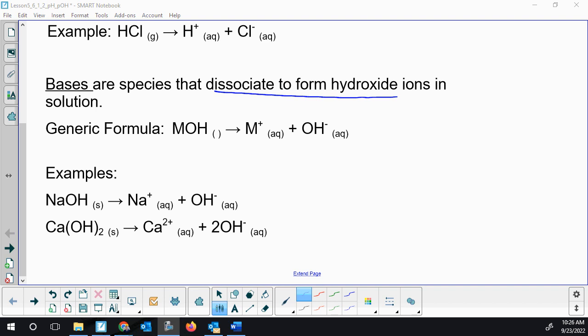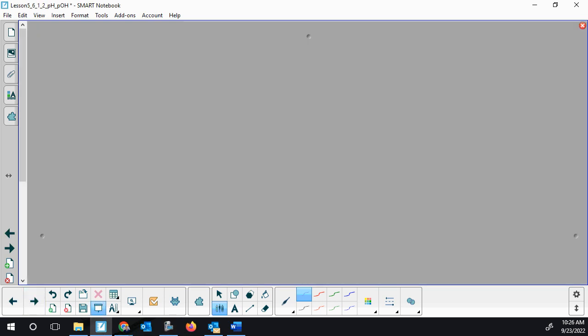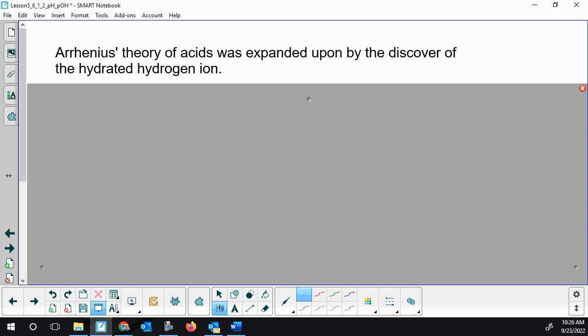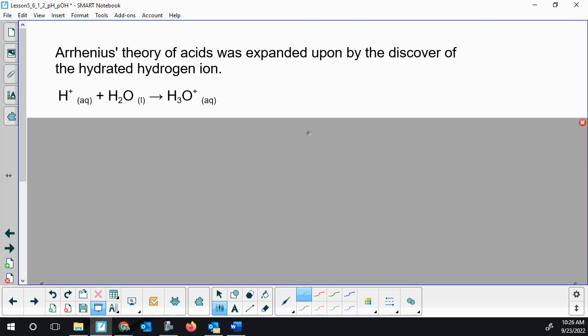He didn't realize his definition of an acid, or the way he thought the chemistry occurred, wasn't totally correct. So we're going to go a little bit past his theory, or expand it. That H+ that is produced by all acids doesn't sit in solution by itself. It reacts with the water. This is often referred to as modified Arrhenius theory. The H+ from the ionization reacts with the water and makes a hydronium ion.